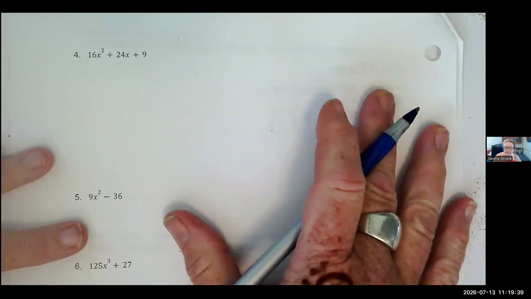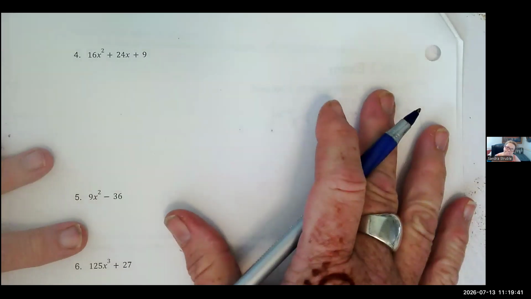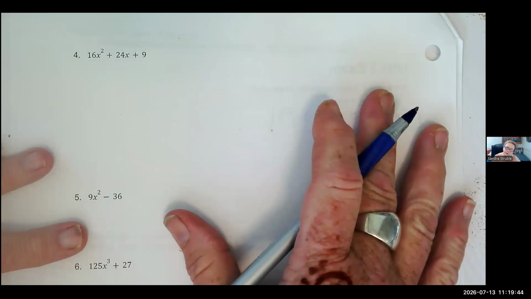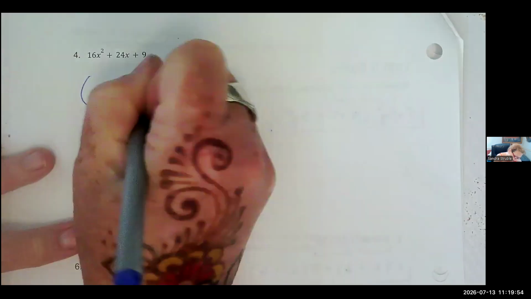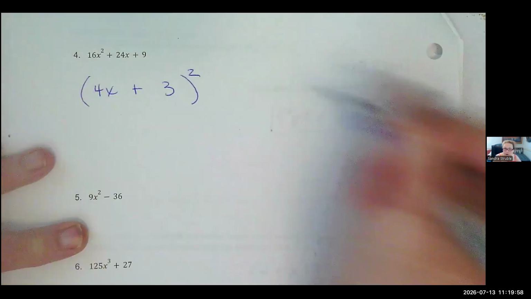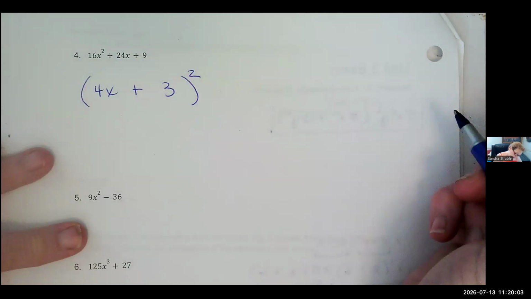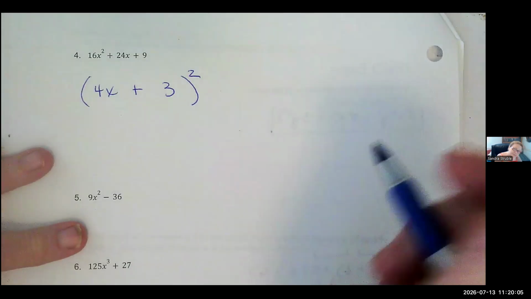All right. Number 4, 16x squared plus 24x plus 9. Well, 16x squared is a perfect square, and so is 9. Now, if you factored it into 2 binomials, that's fine too, but this is just going to be the square root of the first, the square root of the last, squared. You also could have 4x plus 3 times 4x plus 3. That would work as well. All right, that's my answer for that one.